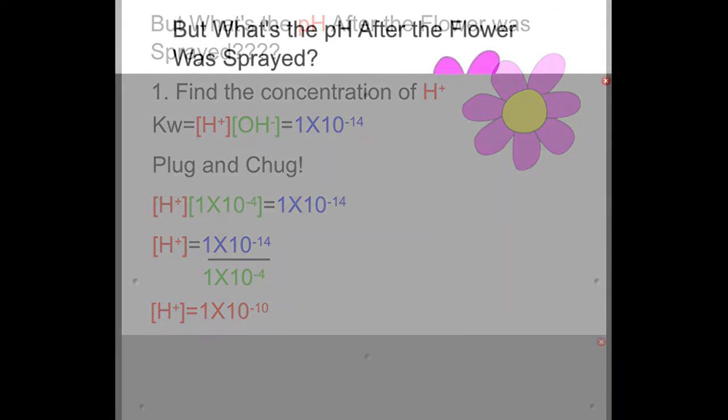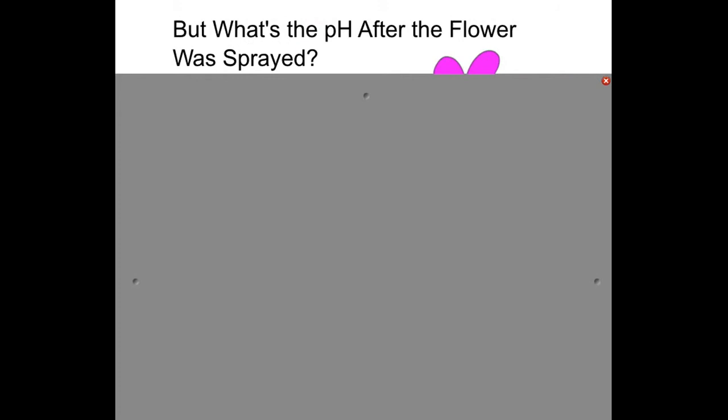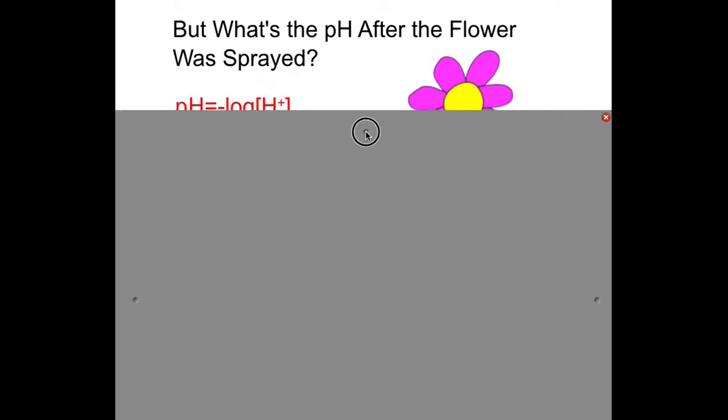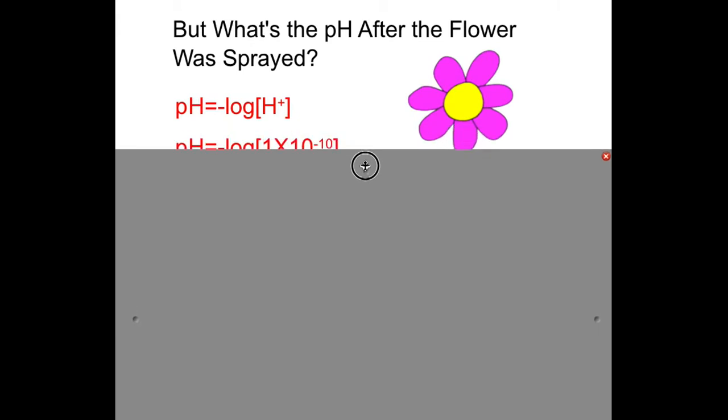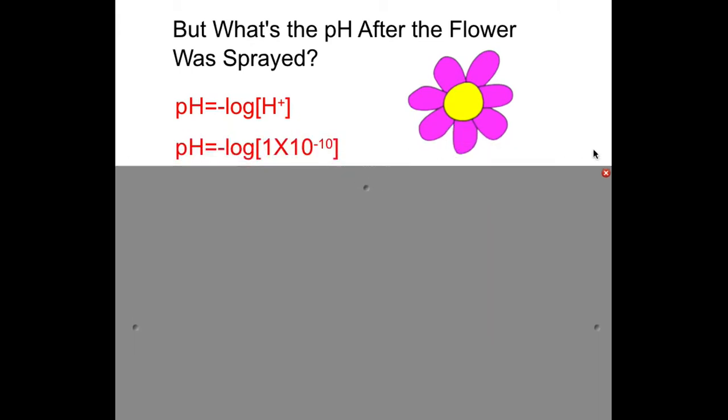And so let's go ahead and use that hydrogen ion concentration that you just calculated to find out what the pH is. Do you remember how to do that? I'll give you a second to figure it out. Here's a hint. You're going to use the equation pH equals negative log of the hydrogen ion concentration. And for those that don't remember what the number is, it was 1 times 10 to the negative 10.